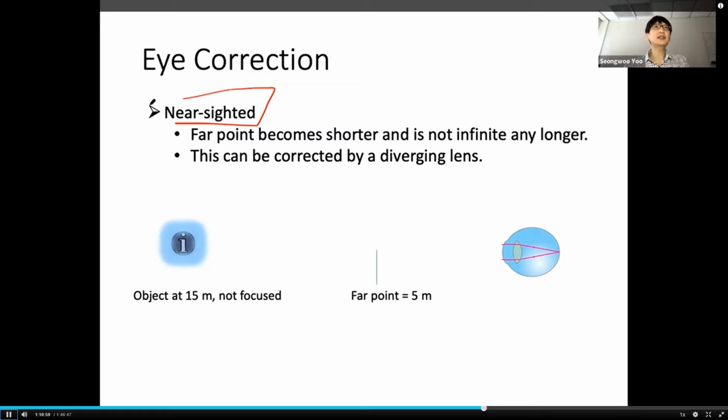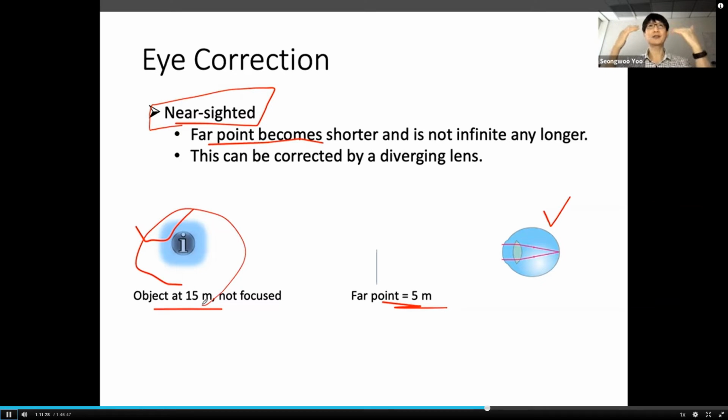Nearsighted means the far point becomes shorter and is no longer infinity. For instance, this person's far point unfortunately becomes 5 meters. It's like me, where I can't focus on any object beyond this far point. But I want to go to the cinema and watch a movie, and the screen is 15 meters away. So I can't focus on this object. Then what do I have to do? I need to wear some corrective glasses.